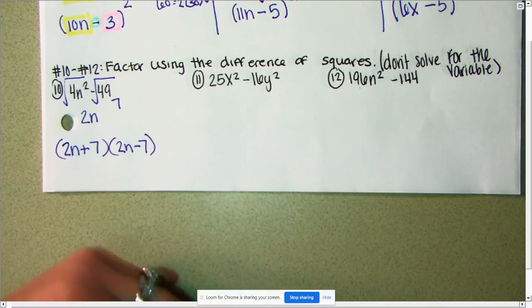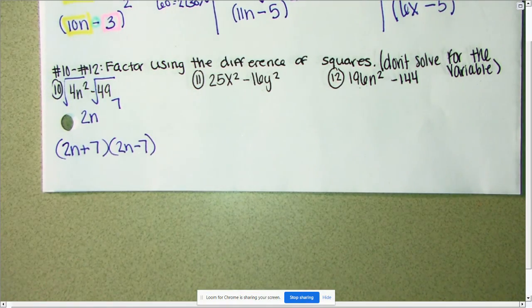Because if you were to redistribute it, the n term would cancel. That's it. Let's try the next one.